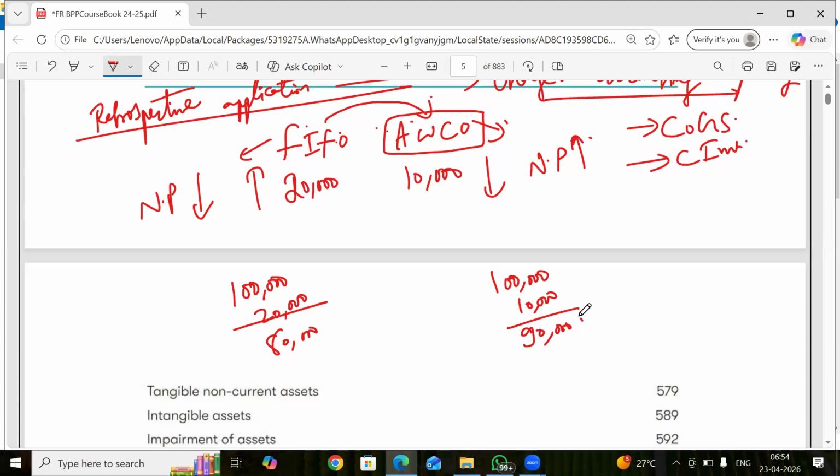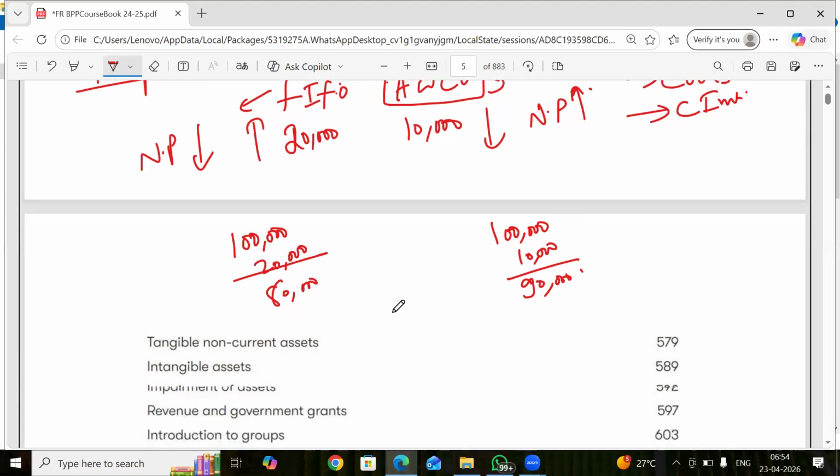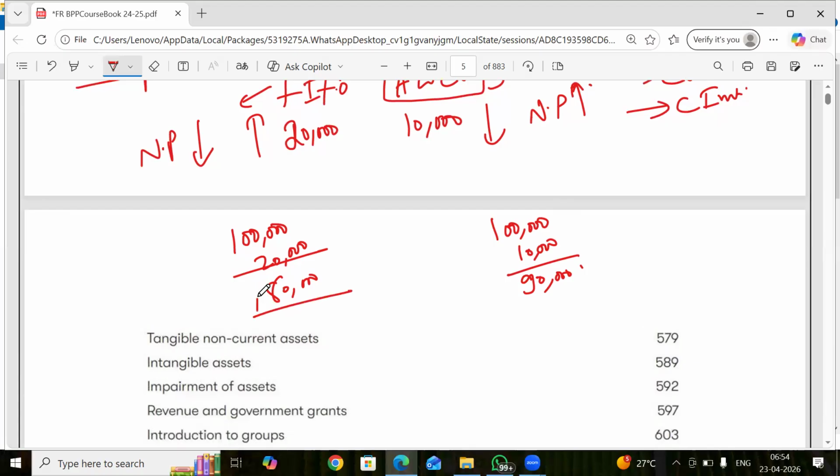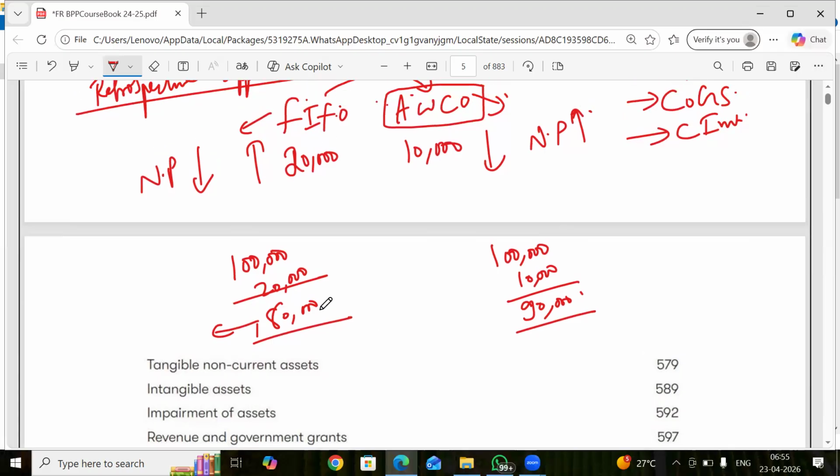So what I shall be doing is, I know that here it is reducing my net profit. Here my net profit is high. So every year I have shown 80,000, a 10,000 less amount of net profit. So if I change from FIFO to AFCO, I need to add the net profit by this 10,000 amount and make it 90,000.